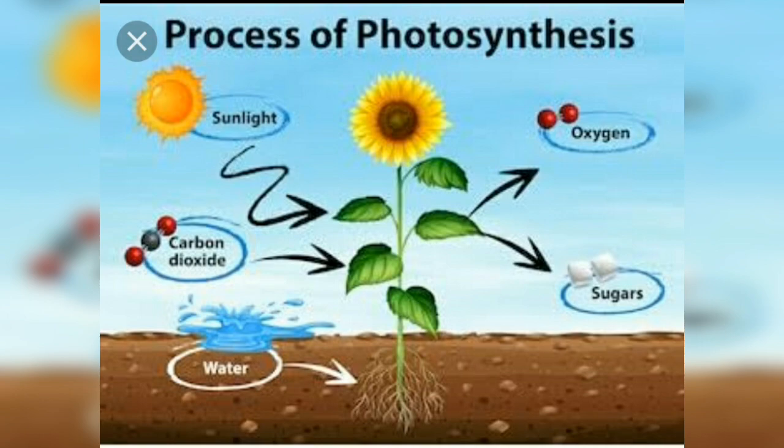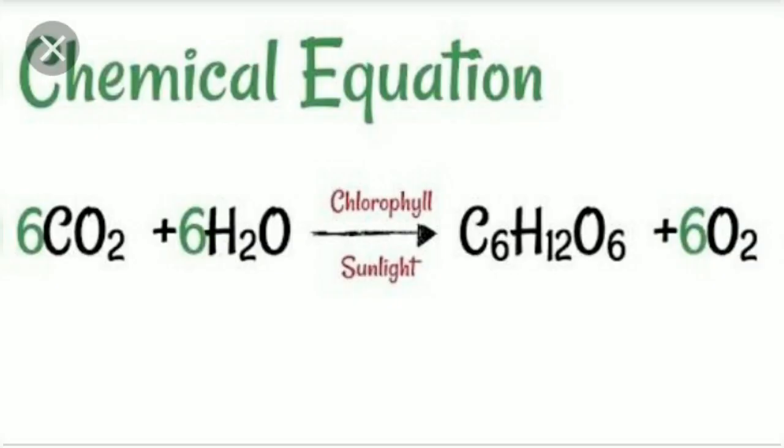Now let's take a look at the equation of photosynthesis. 6 molecules of carbon dioxide added to 6 molecules of water in the presence of sunlight and chlorophyll gives 1 molecule of glucose and 6 molecules of oxygen.